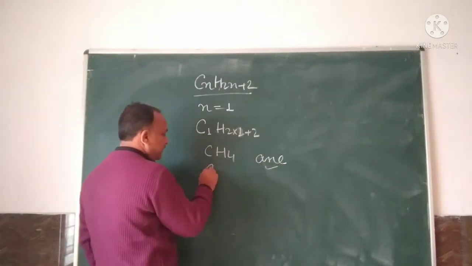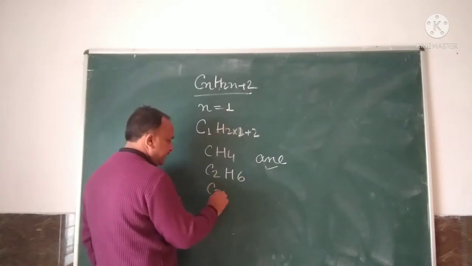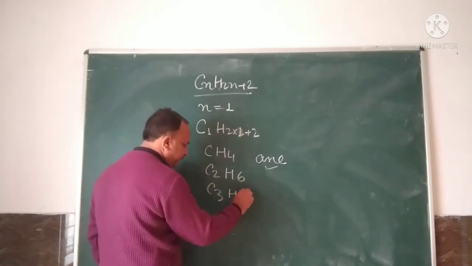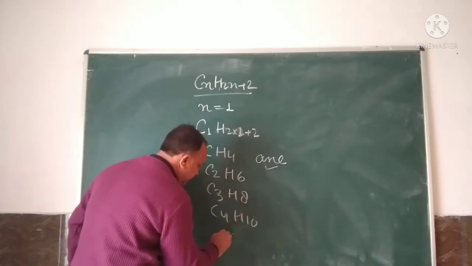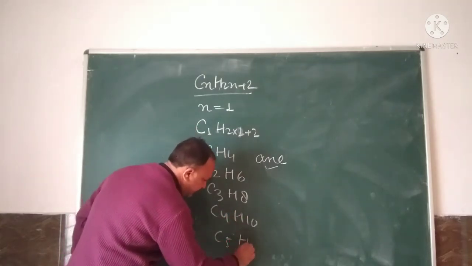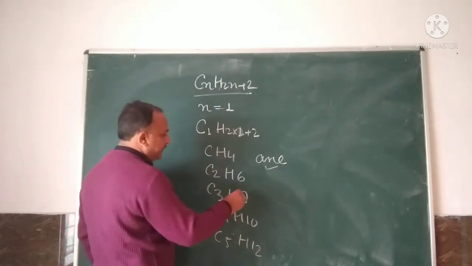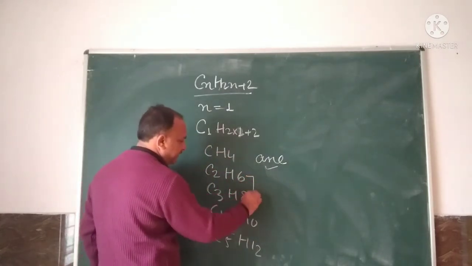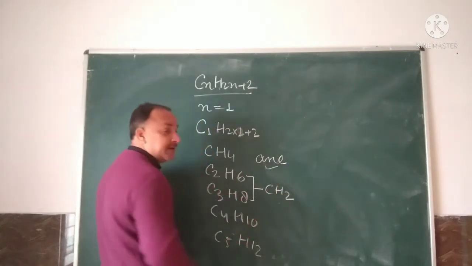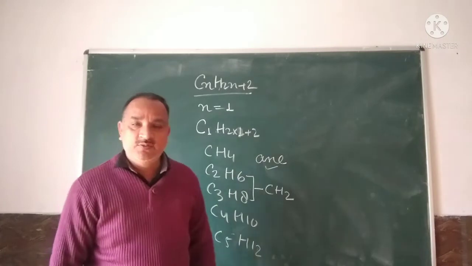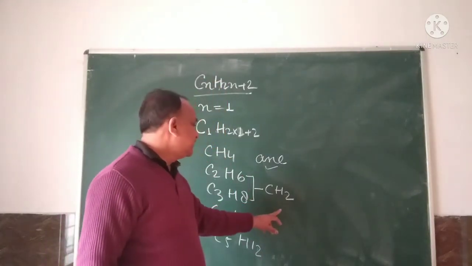In the same form, C2H6, C3H8, C4H10, C5H12. In that form, we have a difference between them. It is CH2. How much is the difference? The difference is equal to CH2.